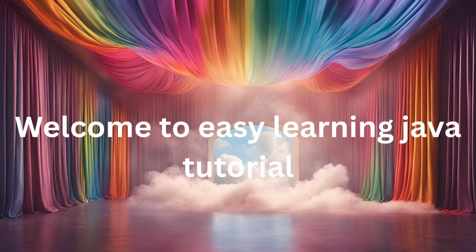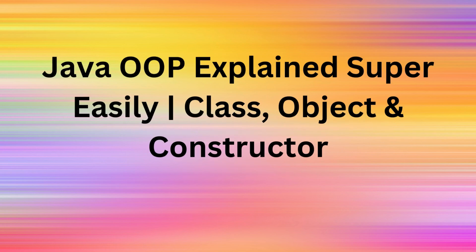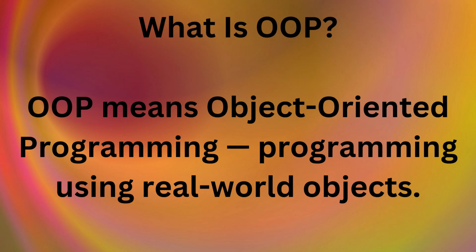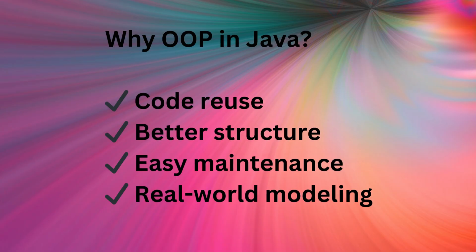In this video, we are going to understand the basics of object-oriented programming in Java, also called OOP, in a very simple and beginner-friendly way. Let's start with a basic question. What is OOP? OOP stands for Object-Oriented Programming. It means writing programs by modeling real-world things as objects. This approach helps us write clean, reusable, and well-structured code.